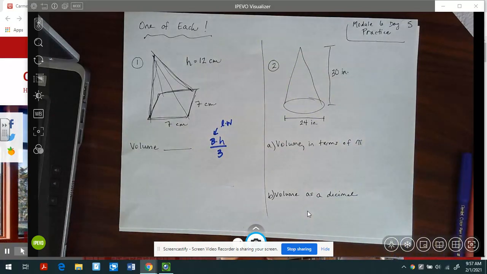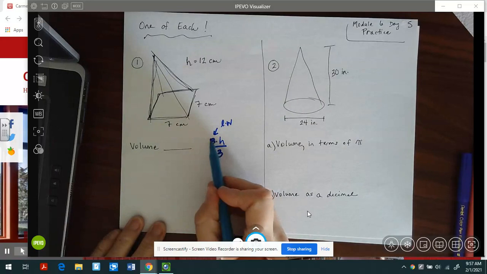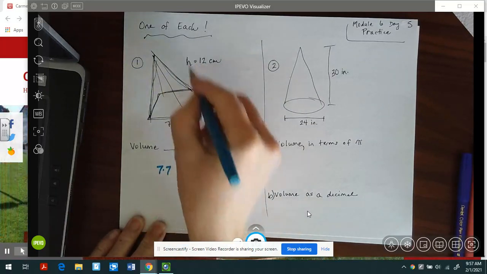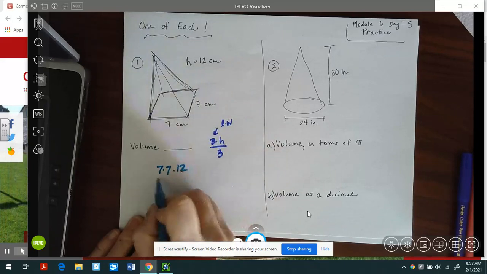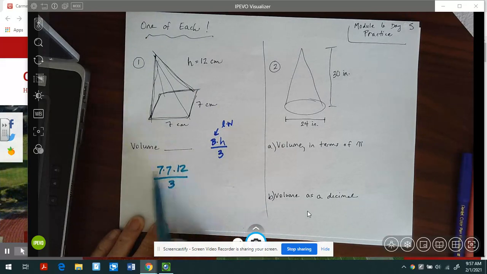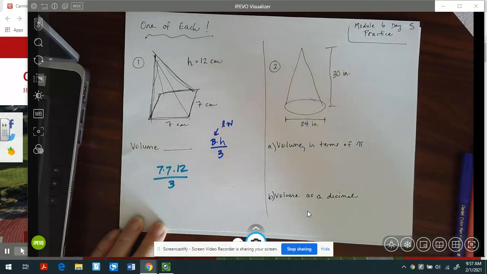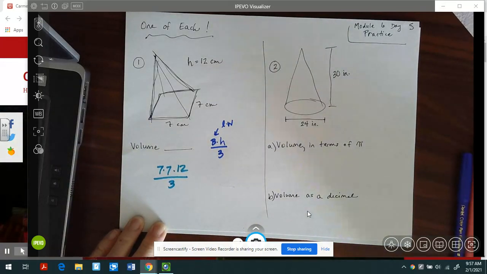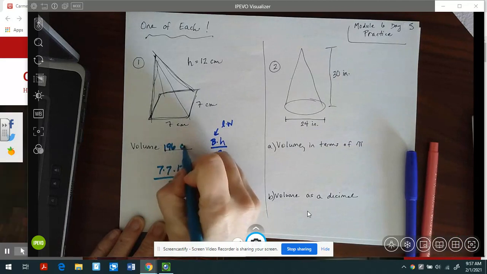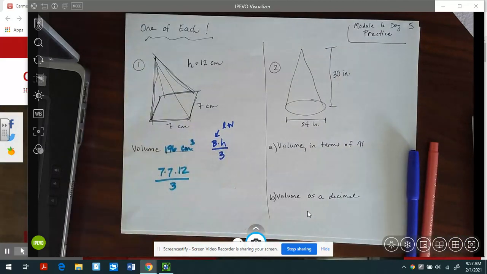All right, using the formula, what we should have done for base area, we have 7 times 7. The height of the whole thing is 12, and we're dividing that by 3. This one's a nice one because the 3 goes into that height. Anytime you have one of the measurements divisible by 3, then the problem cleans up nicely. Using my calculator, because you can do that, divided by 3, I get a volume of 196. And don't forget, these are centimeters cubed or cubic centimeters.